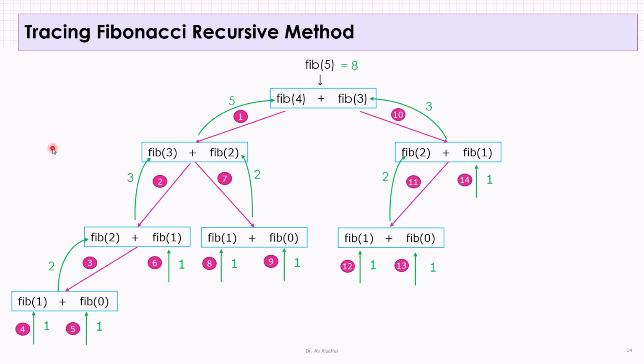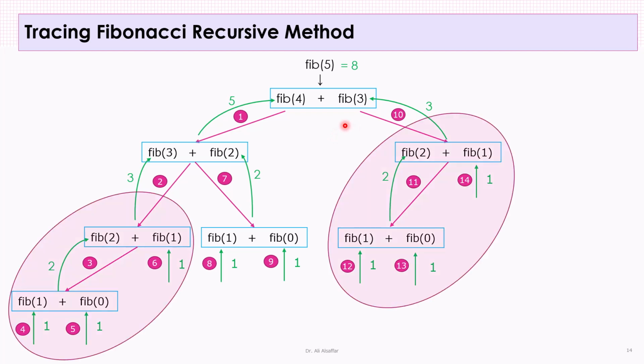After enumerating all the recursive calls for this example, notice that some Fibonacci numbers are computed more than once. For example, the Fibonacci number at index 3 is computed more than once. The first time is when we call the method with input 5, and the second time is when we call the method with input 4.